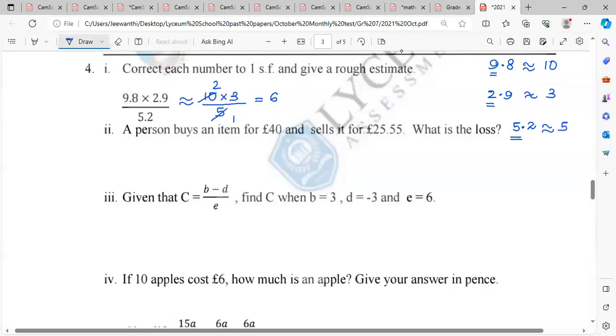So then the next one, a person buys an item for 40 pounds and sells it for 25.55. What is the loss? So here the selling price is lesser than the buying price. Why do you get a loss? What is the reason to get a loss? That the selling price is lesser than the buying price.